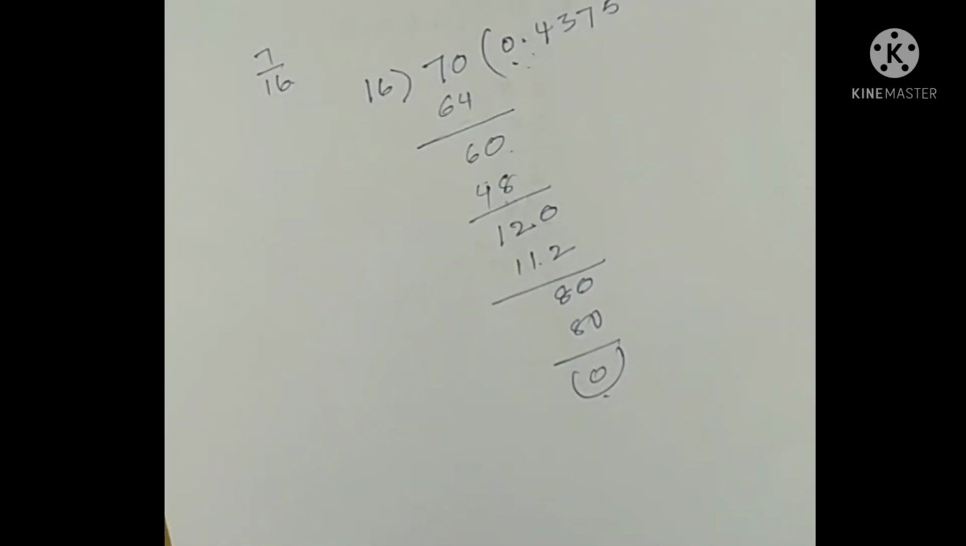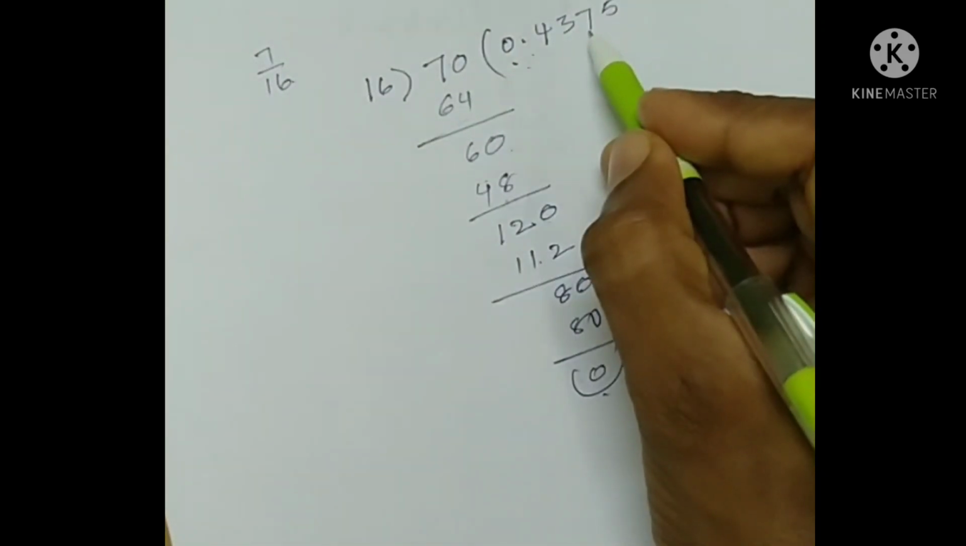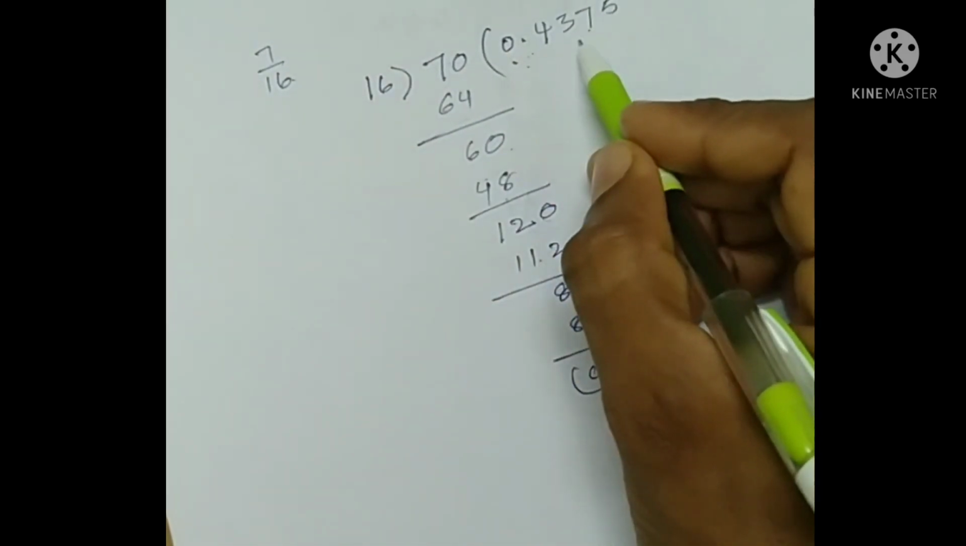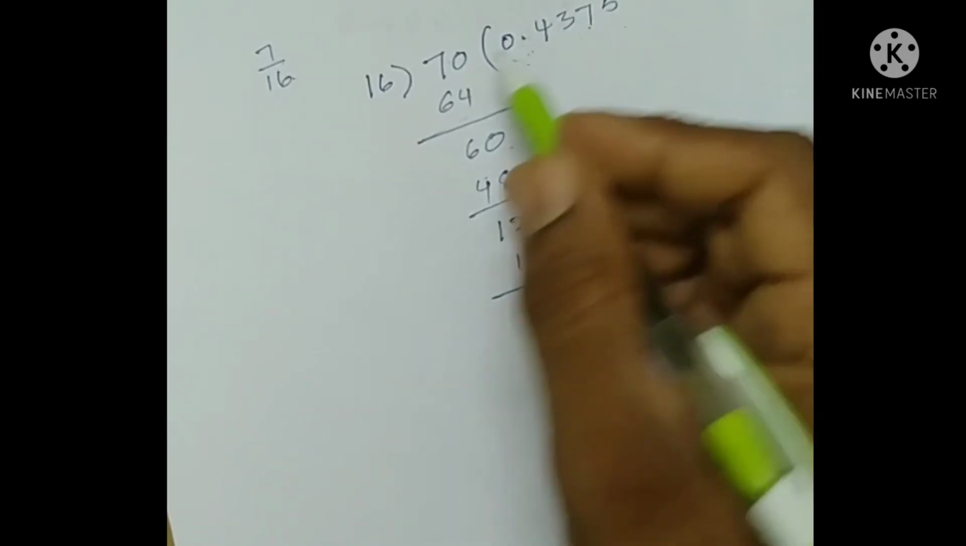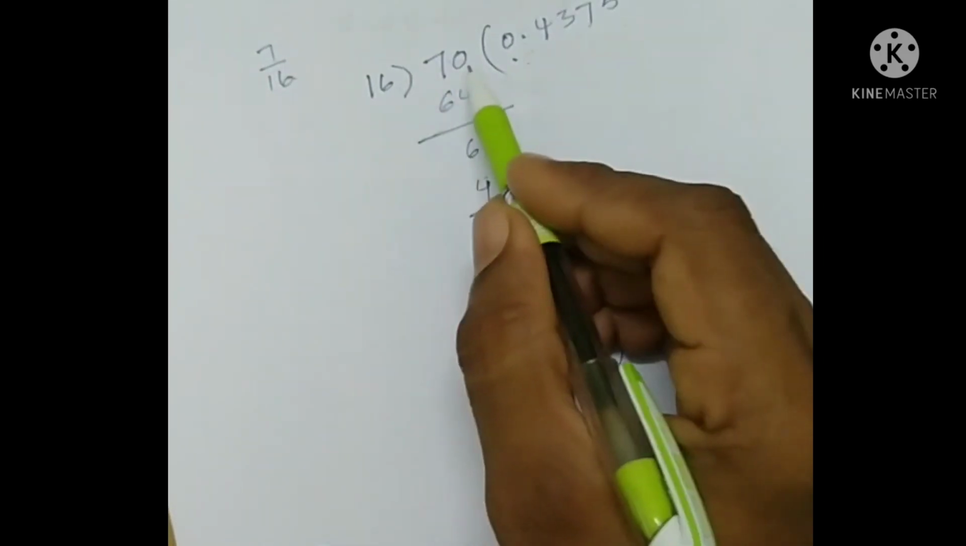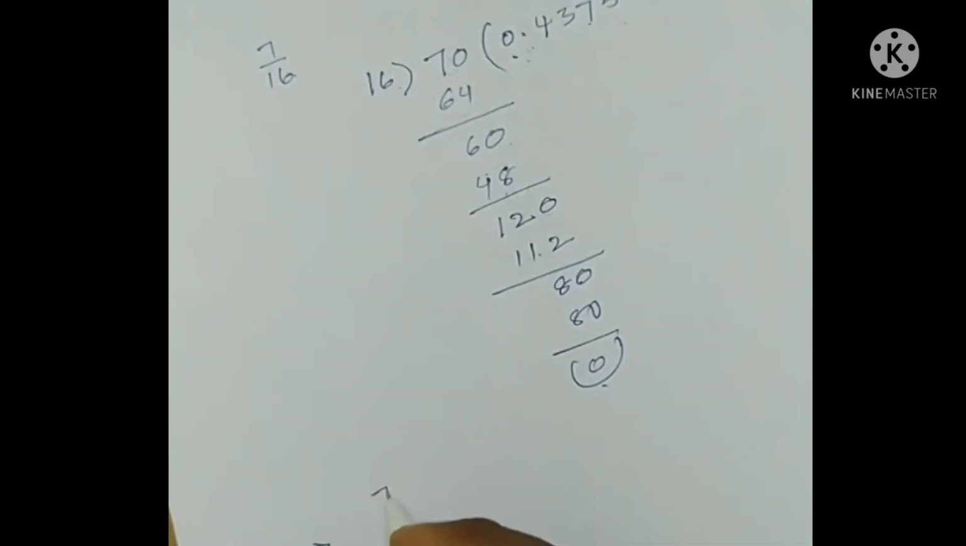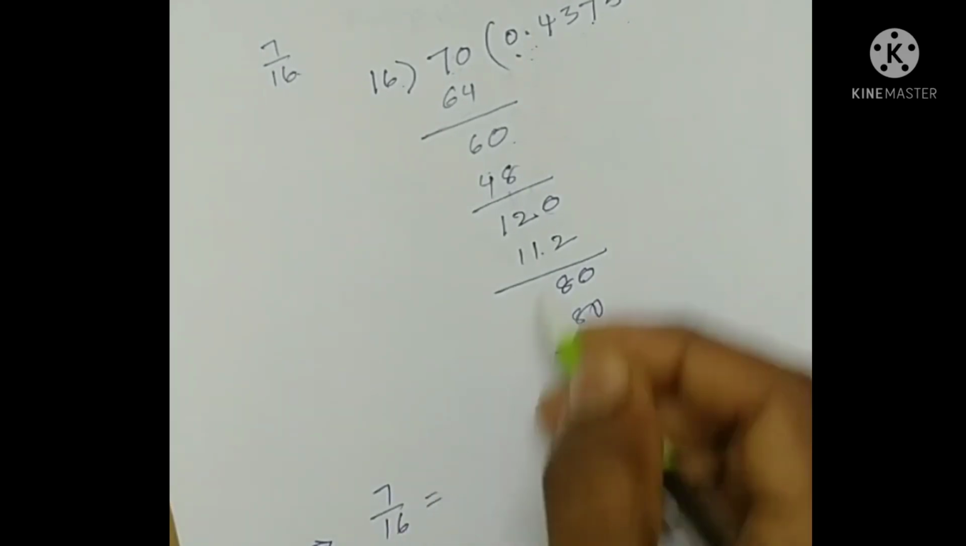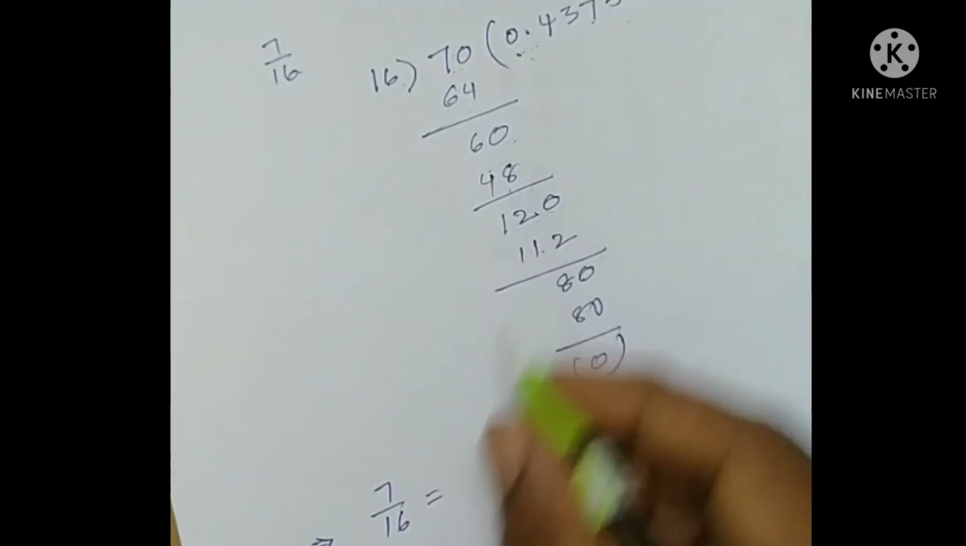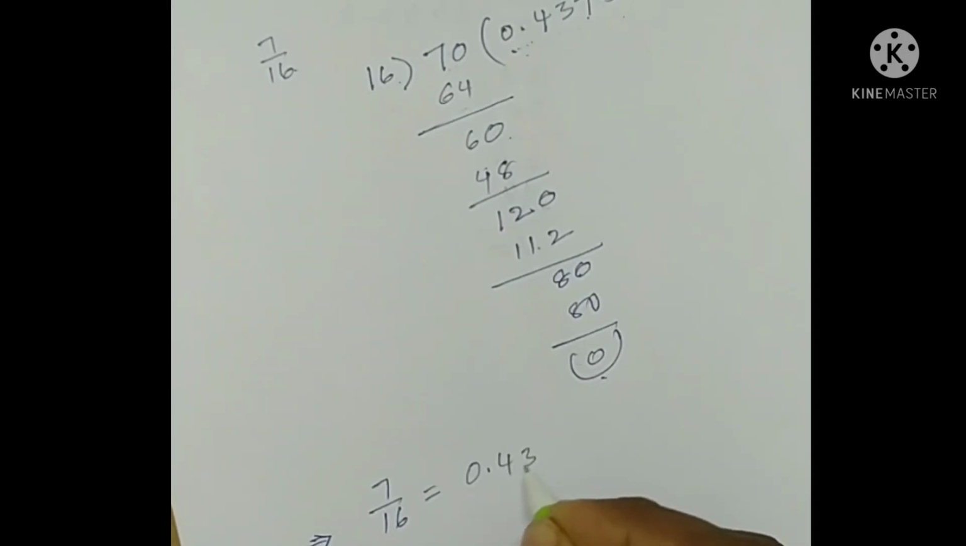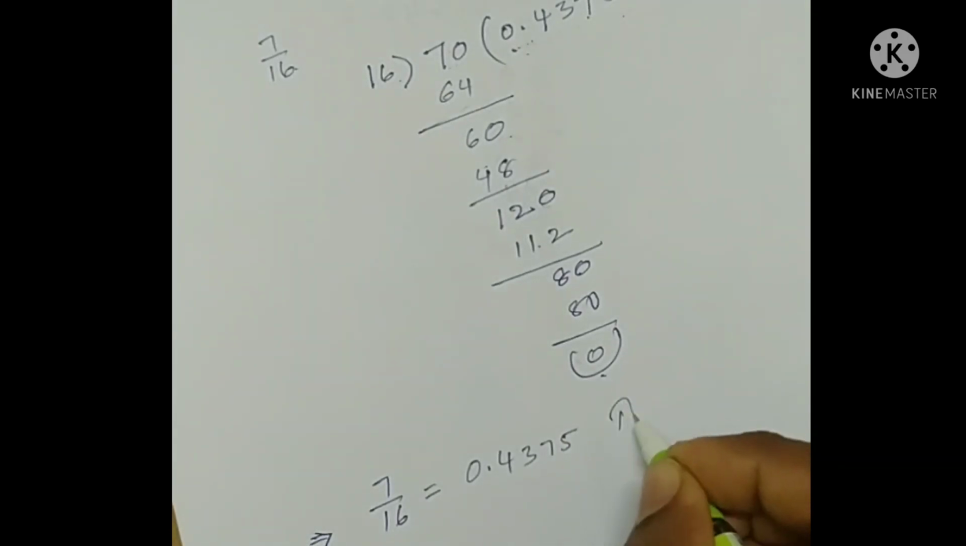So here the quotient value is 0.4375. Here the divisor is 16, the dividend is 7. So 7 by 16, the result is 0.4375. It is a terminating decimal.